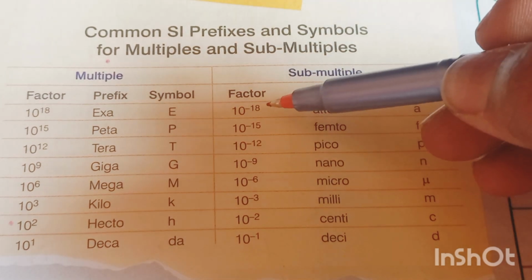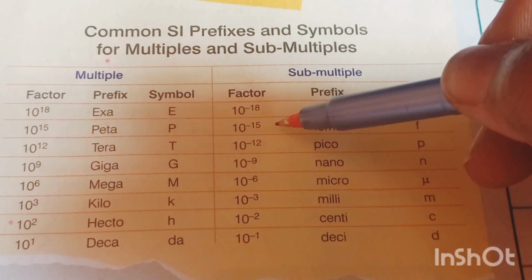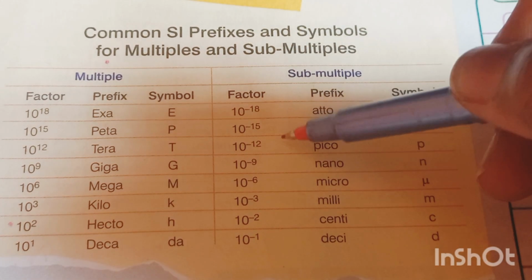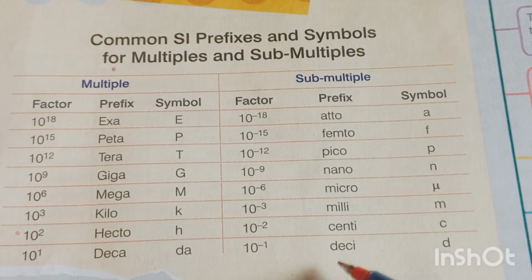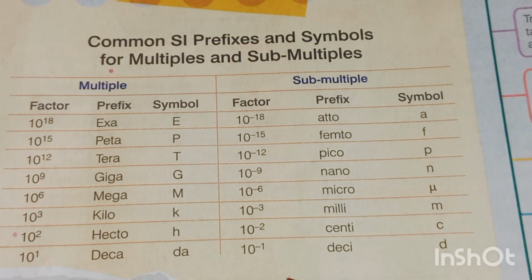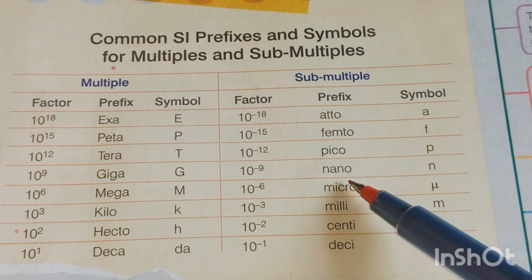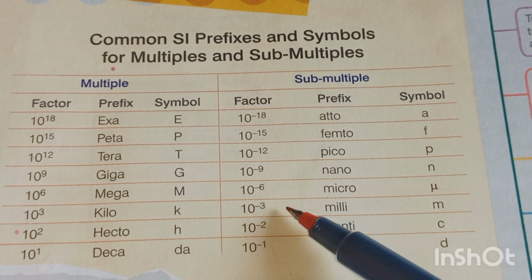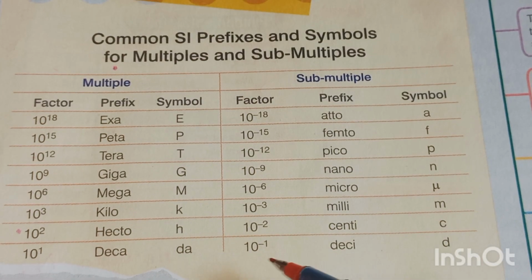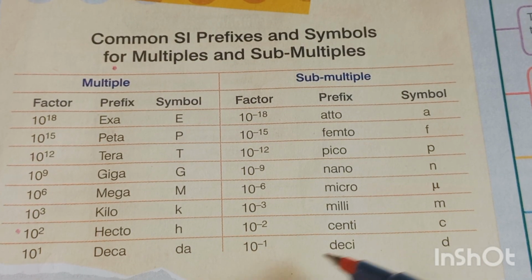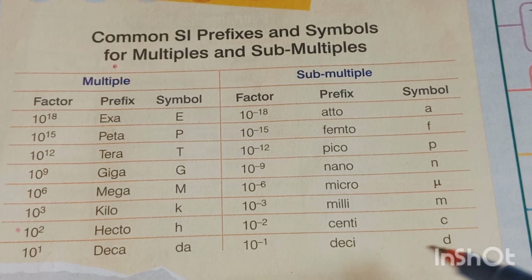Now submultiples: 10 to the power of minus 18, atto, A. 10 to the power of minus 15, femto, or we can call it Fermi also, F. 10 to the power of minus 12, pico, P. 10 to the power of minus 9 is nano, that you know, N. Then 10 to the power of minus 6, micro, mu. 10 to the power of minus 3, milli, small m. 10 to the power of minus 2, centi, C. Then 10 to the power of minus 1 is deci, that is D.